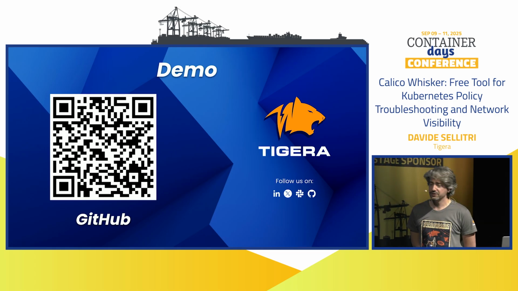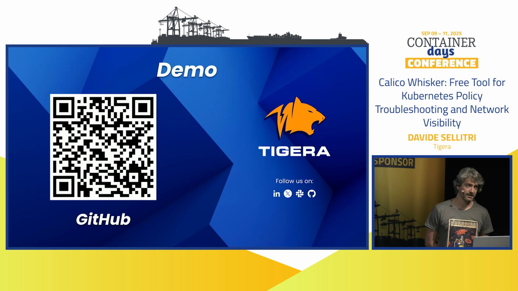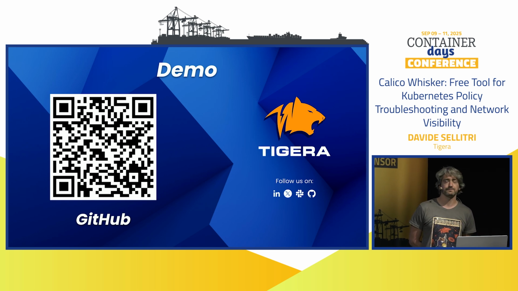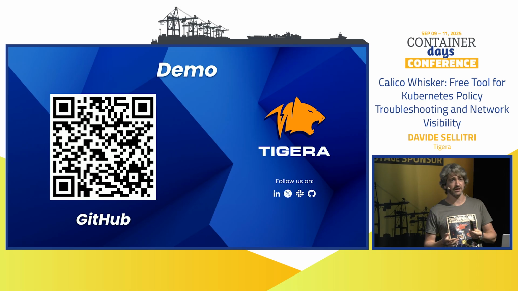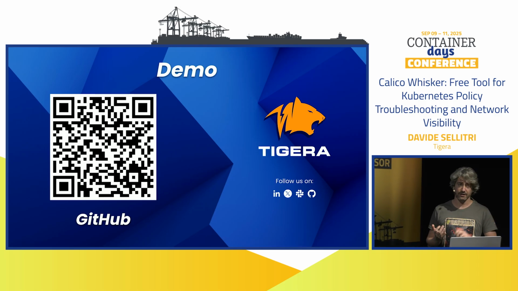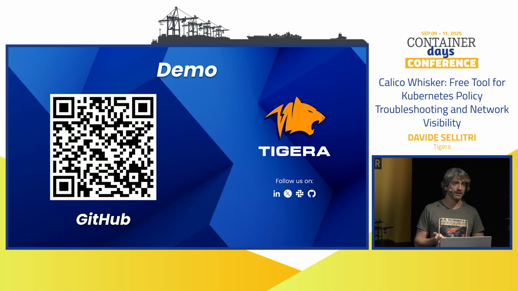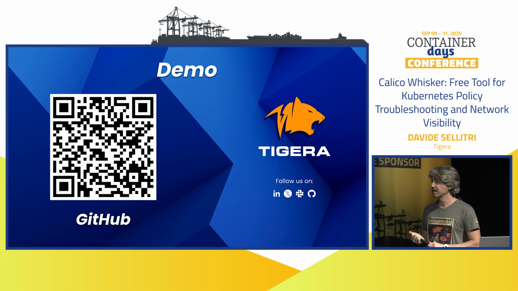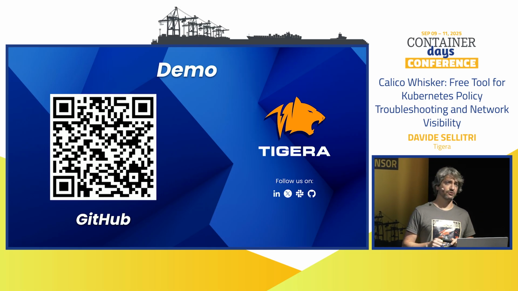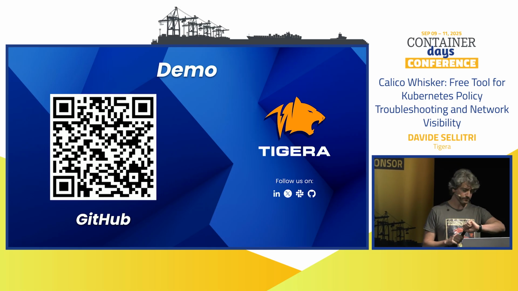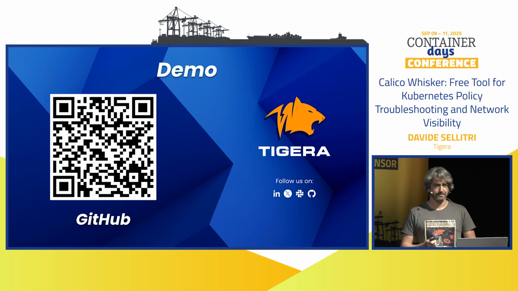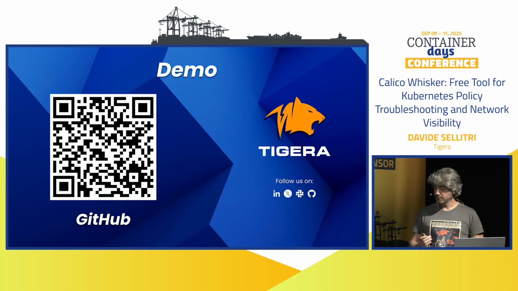When you scan this QR code, you are redirected to a GitHub repo. There are instructions on how you can create a cluster using Kind on your machine, some steps to deploy Calico open source, the latest version, and then the three demos that I'll go through right now. Okay, I think I can move on.